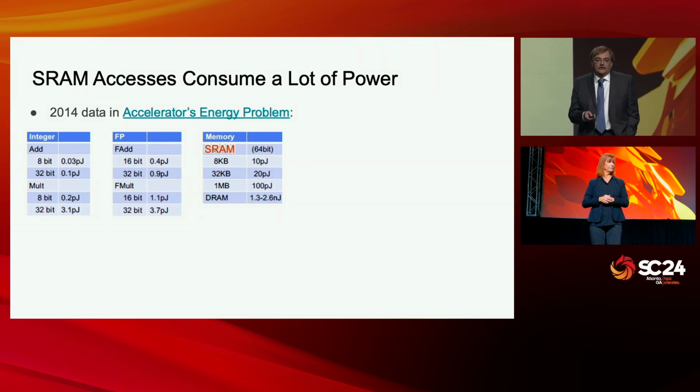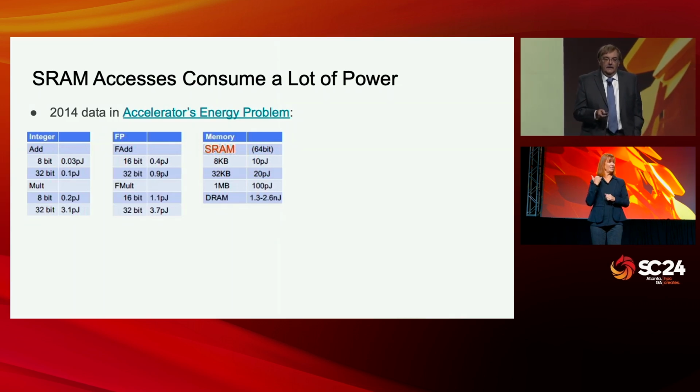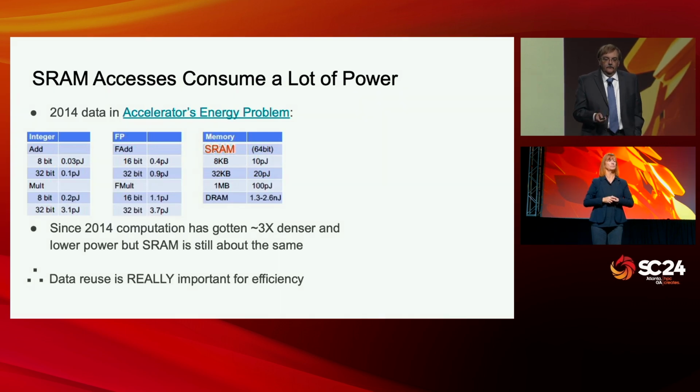One of the things that consumes a lot of power is SRAM. If you look at this chart here, you can see that accessing a 1 megabyte SRAM is 100 picojoules, but doing a floating point multiplier that's 16 bits is only 1 picojoule. So that's why we're trying to reuse data 100 times. And it's even worse since Mark's 2014 keynote.